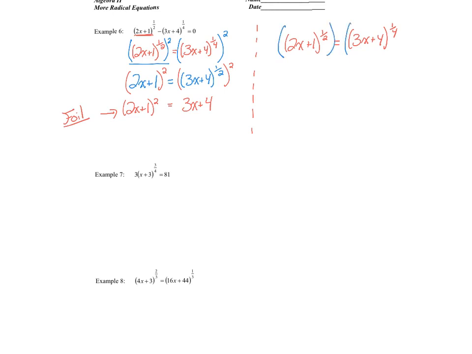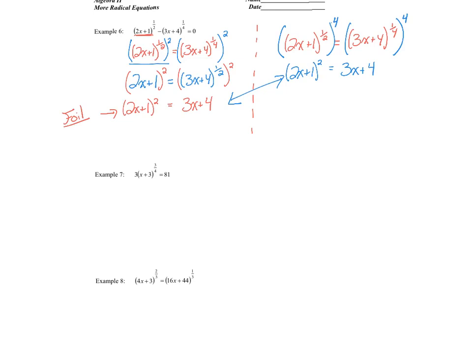Instead of squaring both sides, as we did in the first way, if you raise both sides to the 4th power, then these radicals will cancel out right away. So if you do 1/2 times 4, you end up with (2x + 1) squared. See how it's no longer fractional. And when we have the 1/4 to the 4th power, we're just left with the 3x + 4. So we end up in the same exact spot no matter which way you choose.